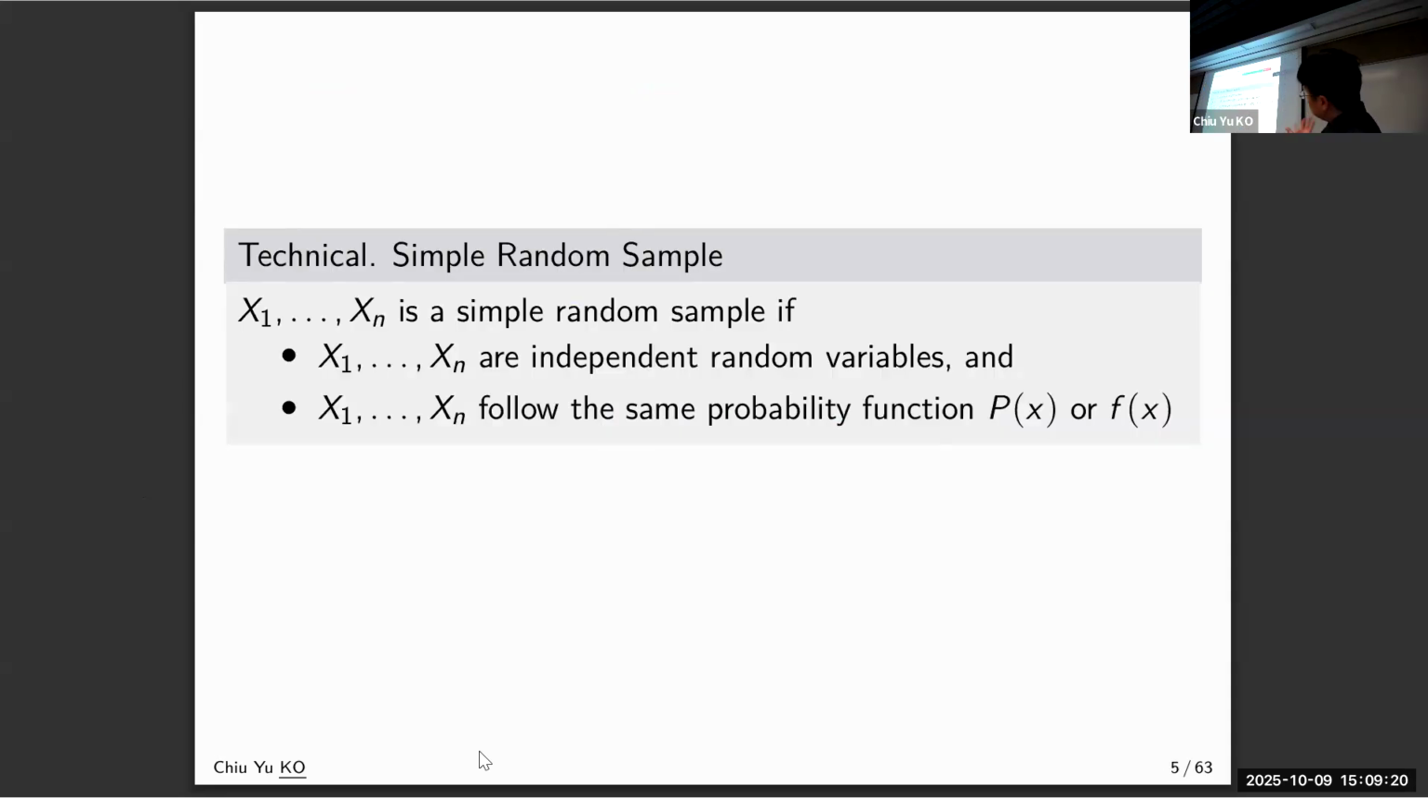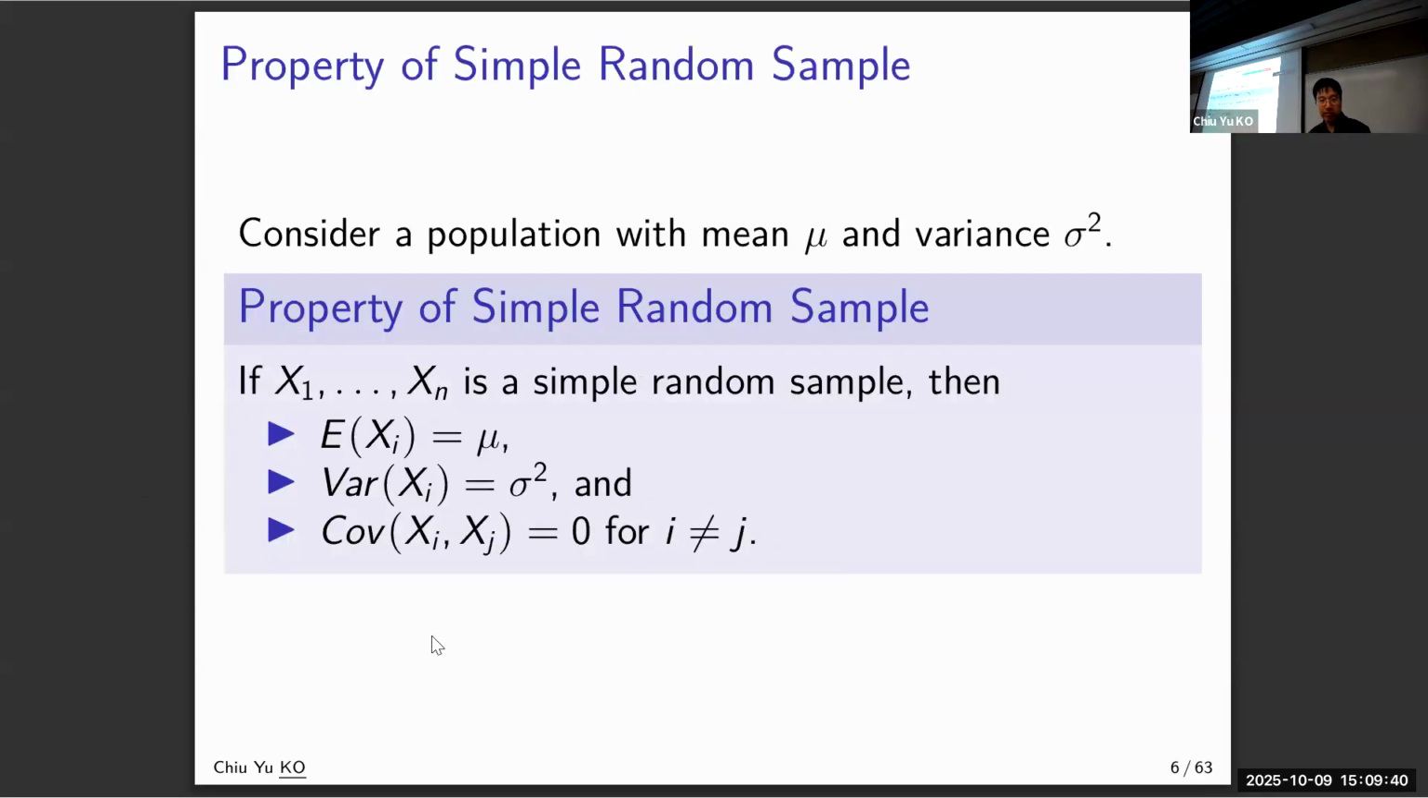So technical terms, right? If I say simple random sample means each observation is an independent random variable, and they have the same probability function P or F, okay? Depends on discrete or continuous. Okay. Now here is some property. It's not surprise to you. If I have population with mean mu and variance sigma square, do note that these are hypothetical. We really don't know this, right? If we know, then we're done, right? We have to do this. There's just some number there. We don't know, but there's some number there, okay?